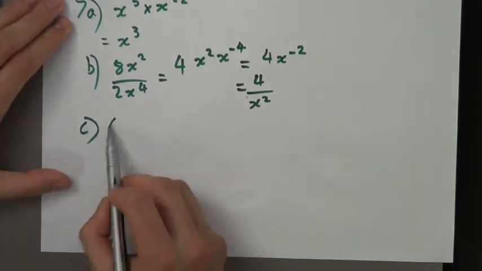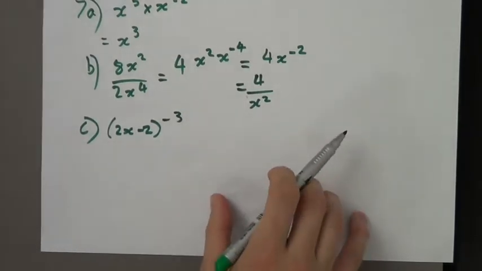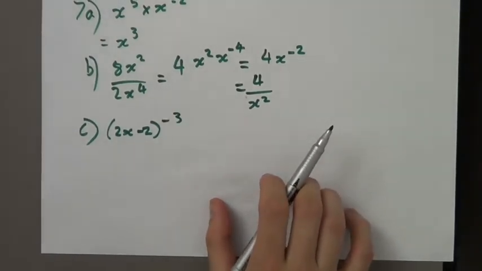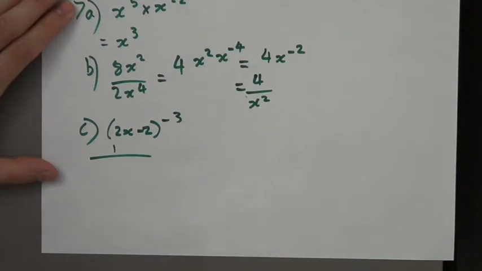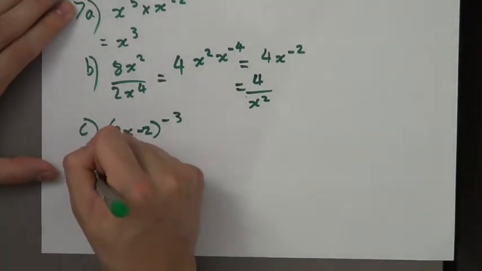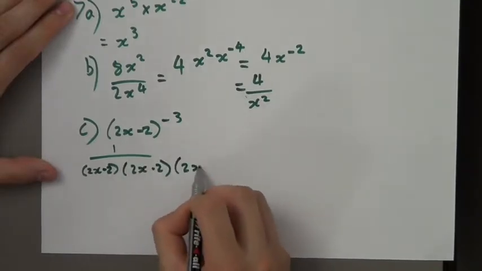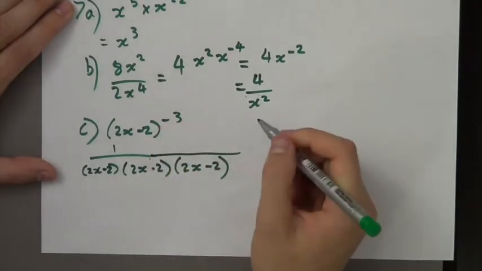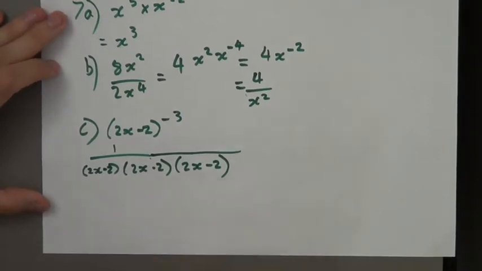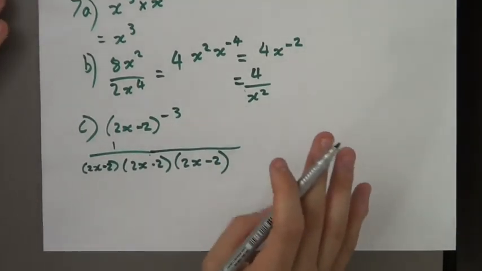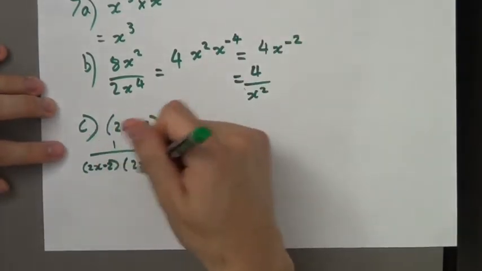Right, C. 2x minus 2 to the minus 3. Right, in this particular example, we need to expand the brackets 3 times. So 2x minus 2, 2x minus 2, 2x minus 2. Okay, that's what it's saying. So, if you've not done these sort of problems before, just watch carefully, and again, just pause the video, rewind if you have to. So I'm going to first of all just ignore this bit, and I'm just going to focus on this bit here.